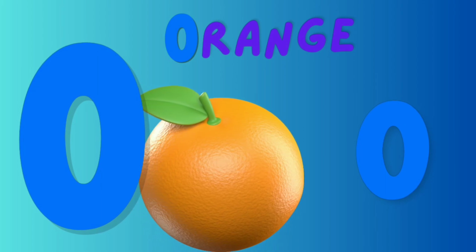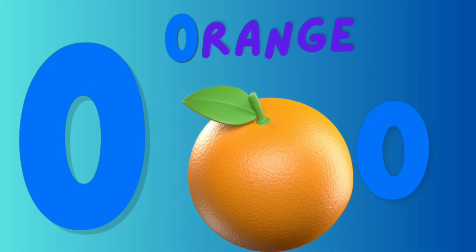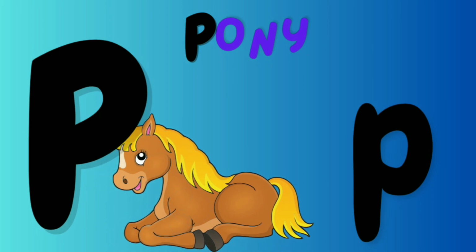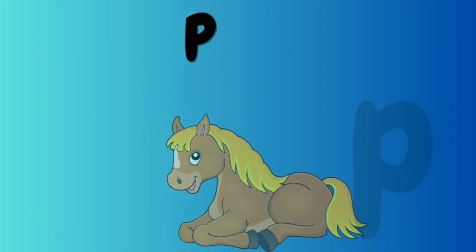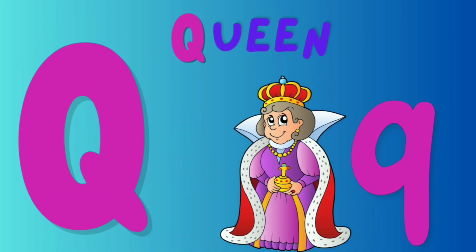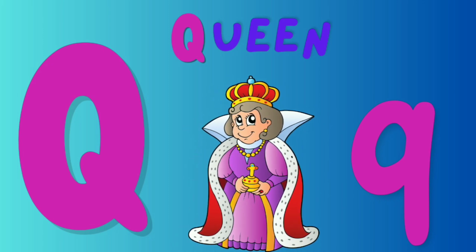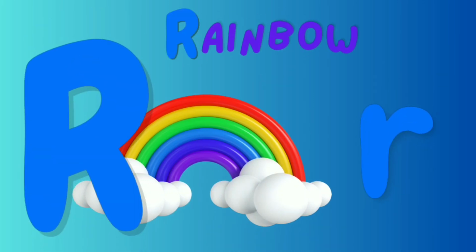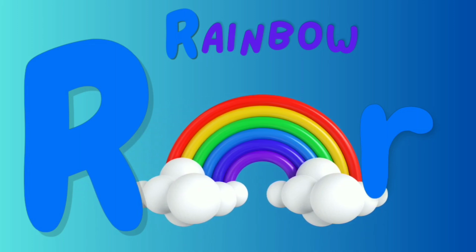O is for orange, orange, orange. This is an orange. P is for pony, pony, pony. This is a pony. Q is for queen, queen, queen. This is a queen. R is for rainbow, rainbow, rainbow. This is a rainbow.